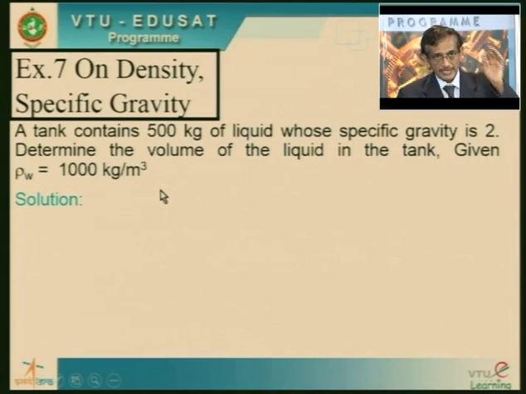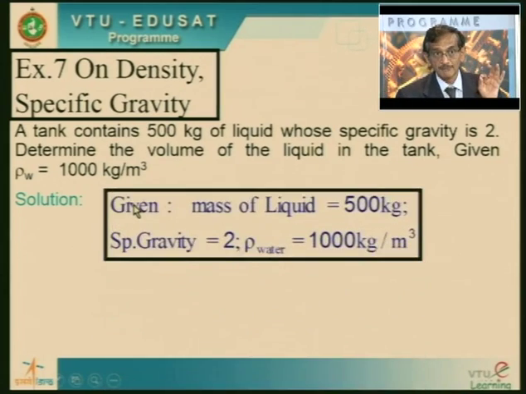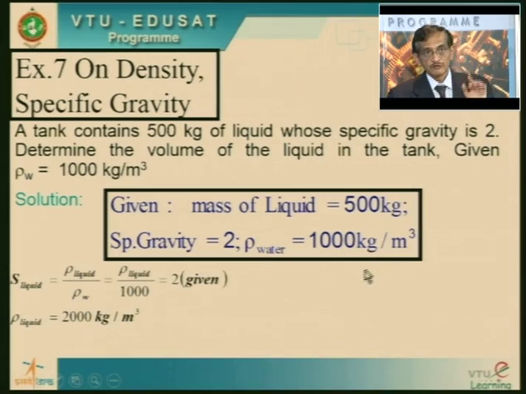What is the question? Tank contains 500 kg of liquid. He has given you the mass. He has given you the specific gravity, which is 2. Determine the volume of the liquid in the tank, and density of water he is giving. Mind it well, we follow the same method. First step, which I told you on the blackboard: write what is given in the question. Mass of the liquid as 500 kg, specific gravity as 2, density of water as 1000 kg per meter cube, right. Once you note down, we will start.